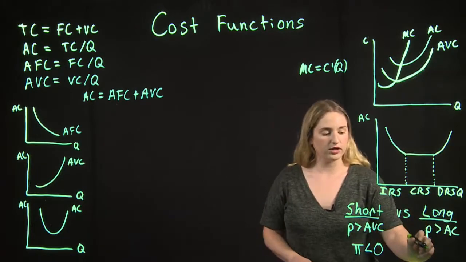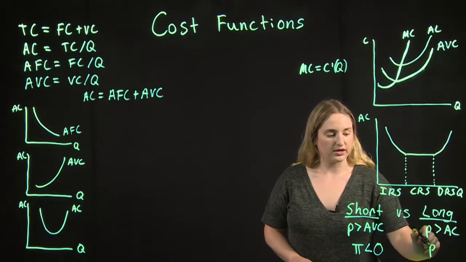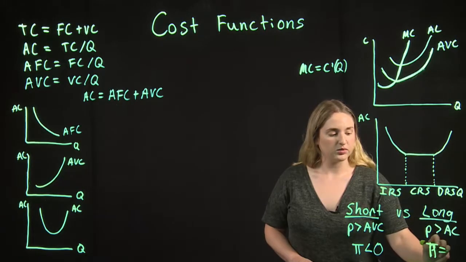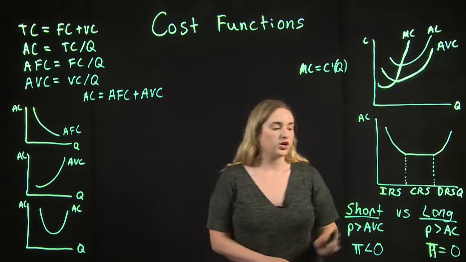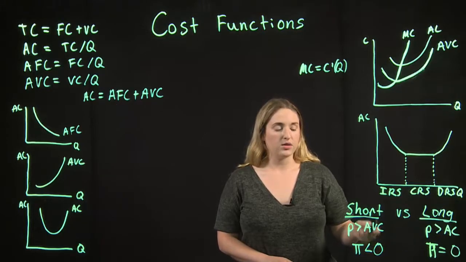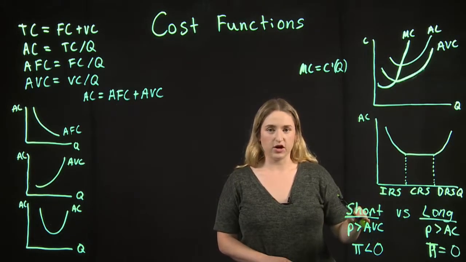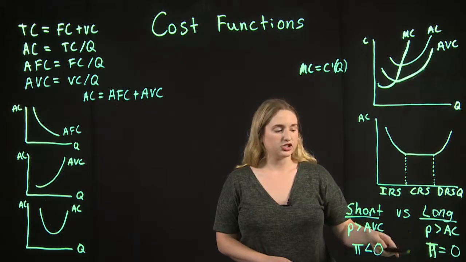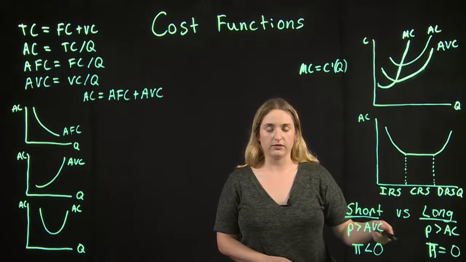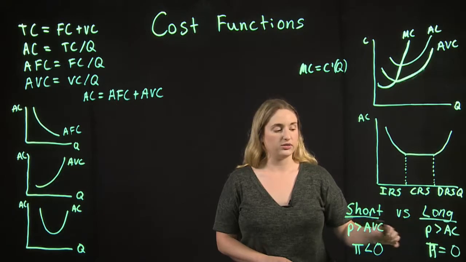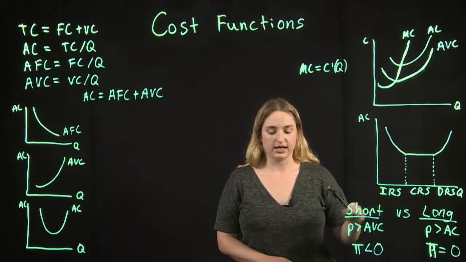In the long run, firms will produce at a profit equal to 0. If there are positive profits in the long run, more firms will enter to try to get those profits, which will drive the profits of all the firms down to 0. Additionally, if profits are negative in the long run, firms will exit the industry, which will drive the profits up.